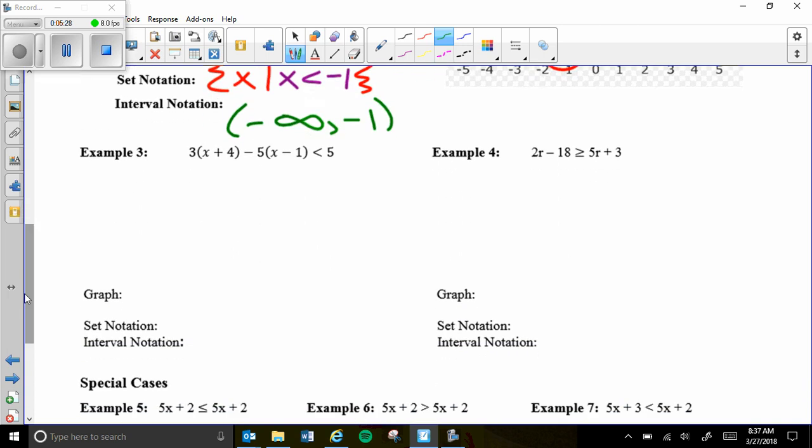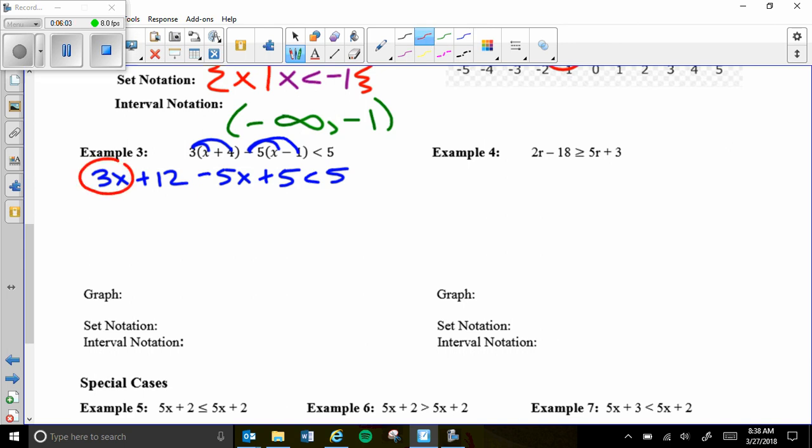So in example 3, the first thing we need to do is distribute. So 3 times x is 3x, 3 times 4 is 12, and then we need to do another distribution. What are we distributing in that second part? A -5. So remember that sign goes with it. So -5 times x is -5x. -5 times -1 is a +5. So I distributed. My next step is to combine like terms.